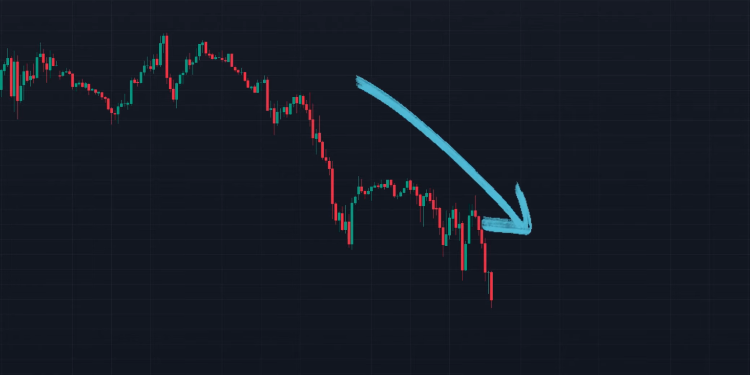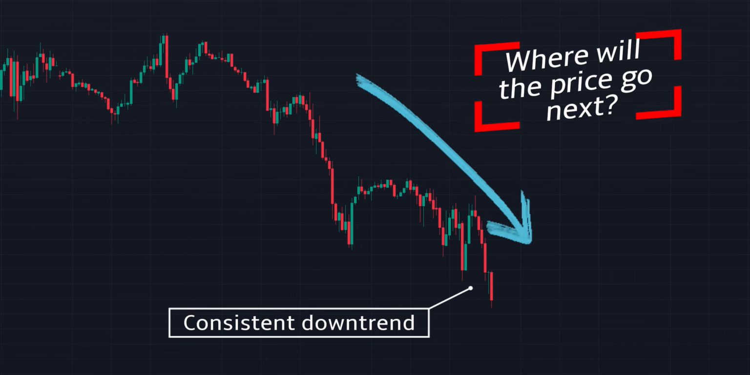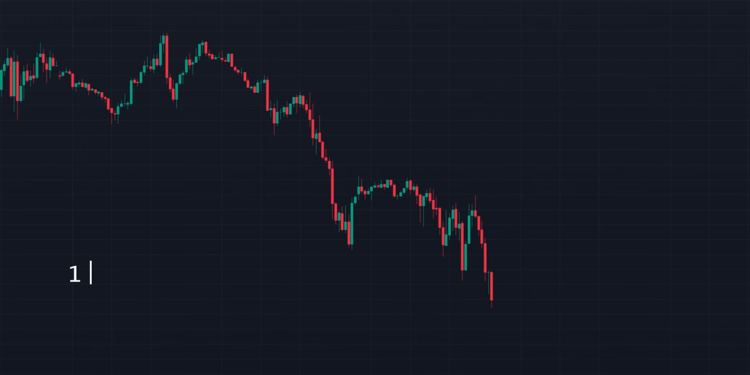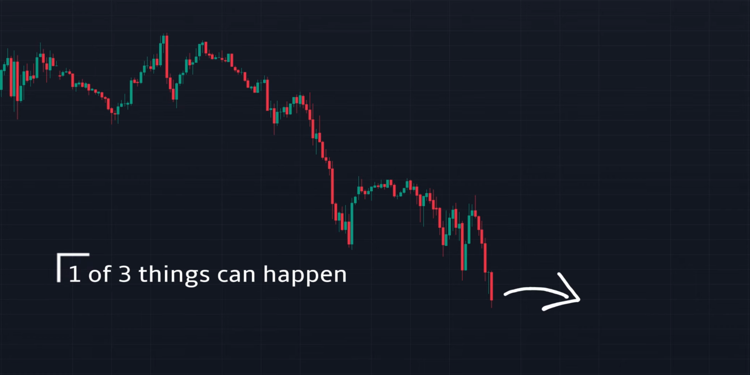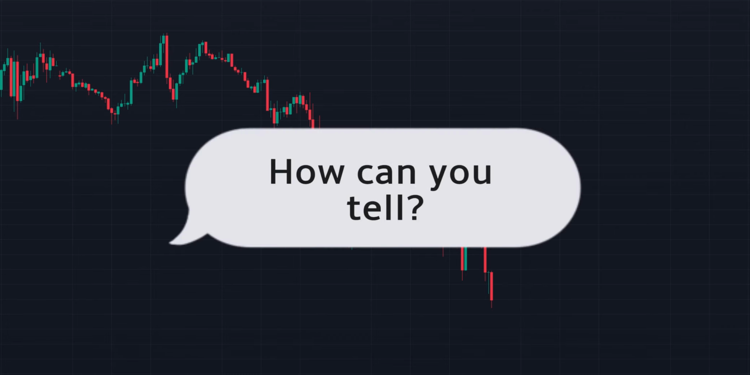You see price action like this. It's going down consistently. Can you say what the price will do next? At this stage you can expect one of the three things to happen. Either the price goes up, the price consolidates and moves sideways, or it keeps going down. But how can you tell?